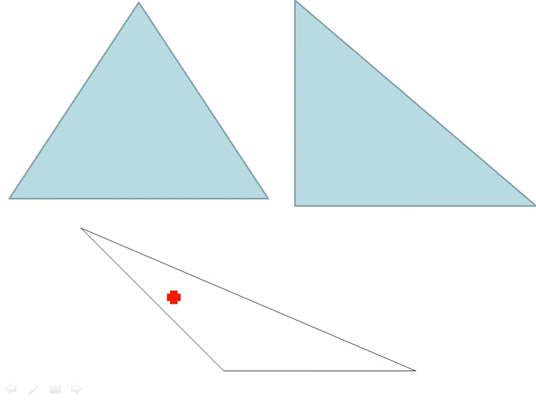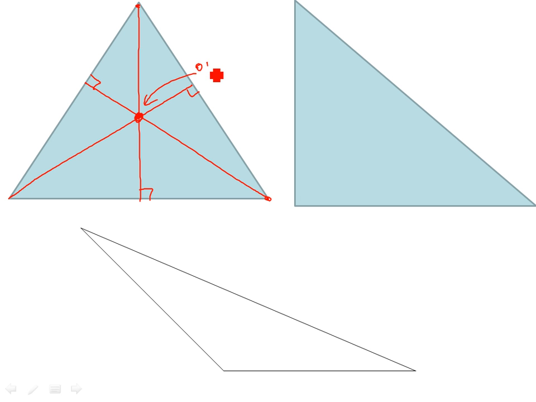All right, on this one, if I go through and I draw the altitude here, it's going to form a right angle down there. Goes from vertex to the opposite side, forms a right angle. Here, vertex to opposite side forms a right angle. Vertex to the opposite side forms a right angle. That point right there is called the orthocenter. Orthocenter.